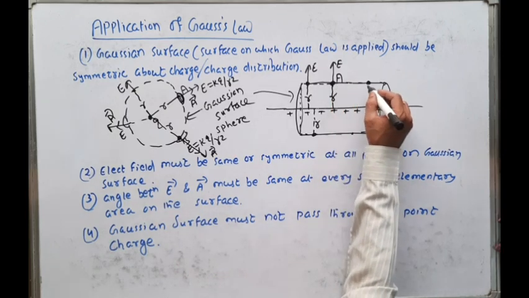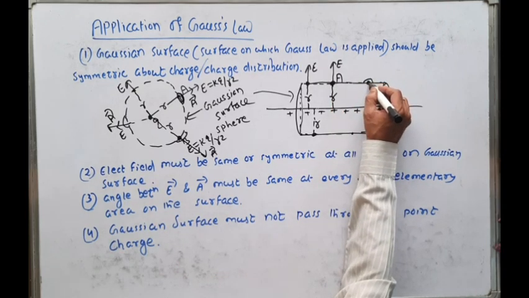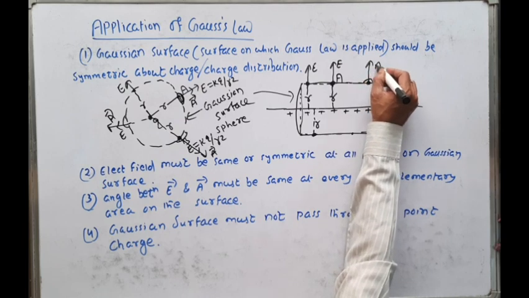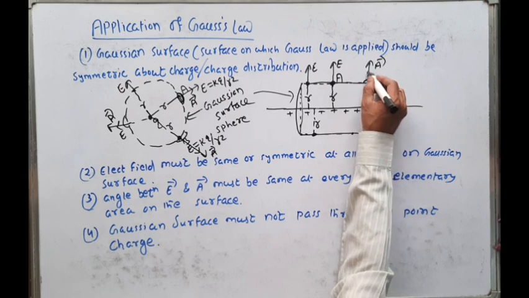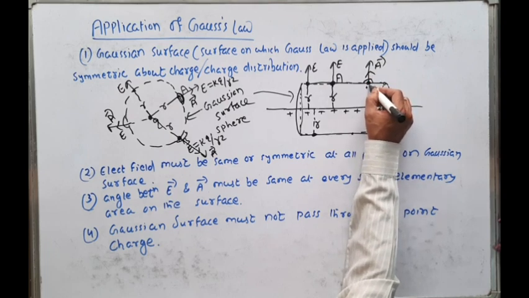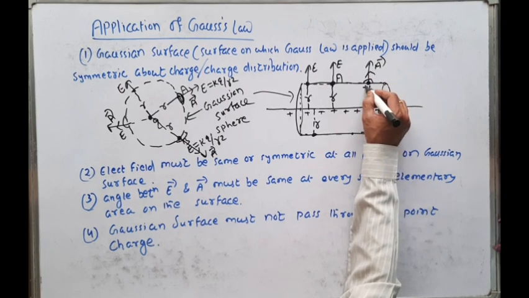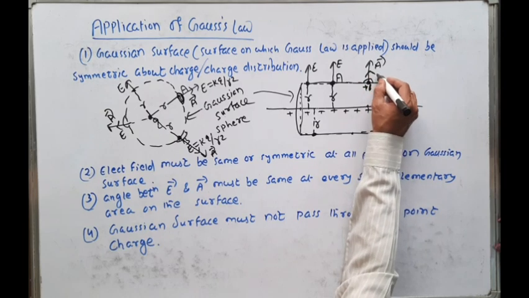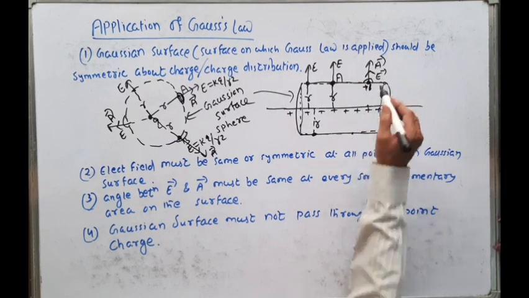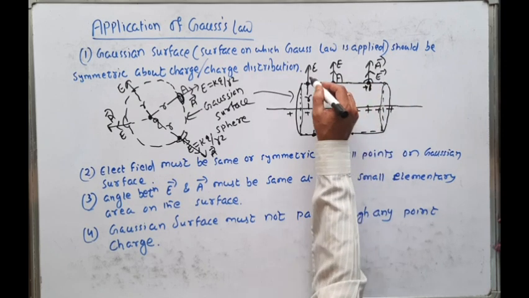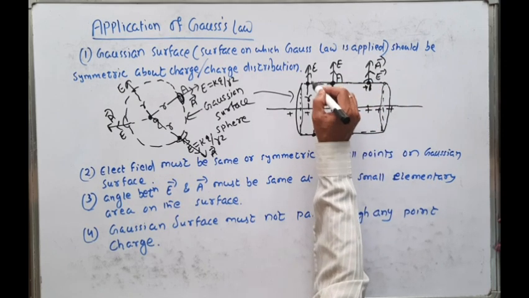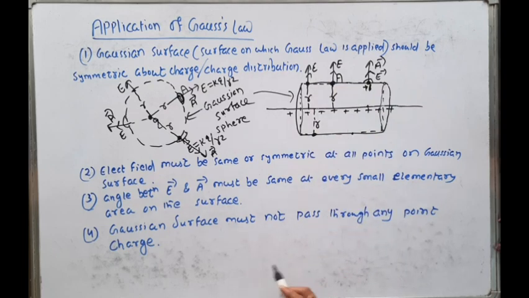Similarly, if I take a small element here, what is the area vector? The area vector is pointing away. And from this positive charge, how will we get the electric field? If I keep a plus 1 here, this positive charge will repel this plus 1 along this direction. So this is the direction of the electric field. So the angle between E and the area vector is the same everywhere.